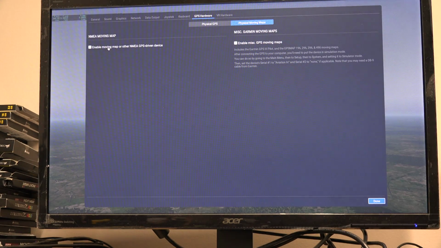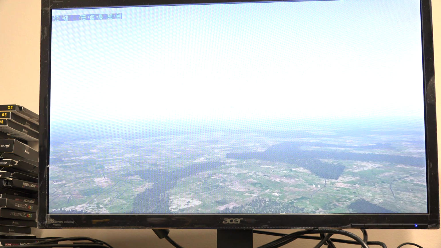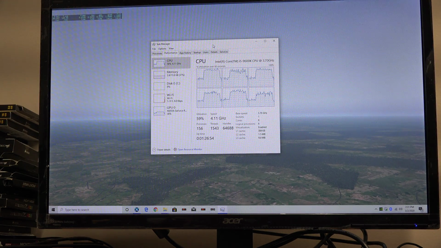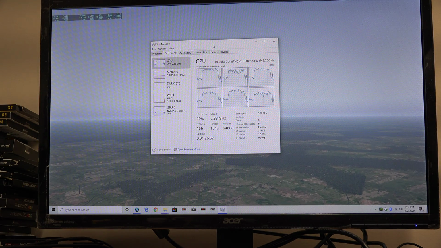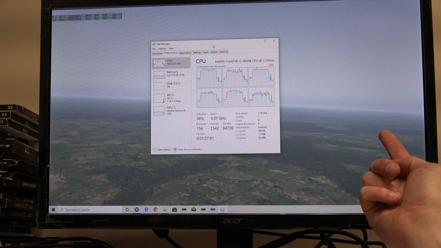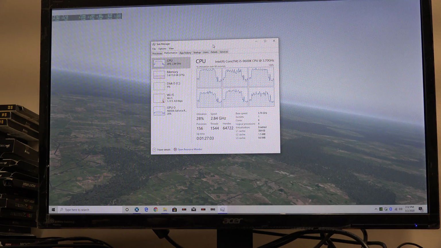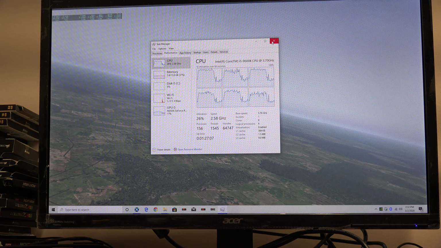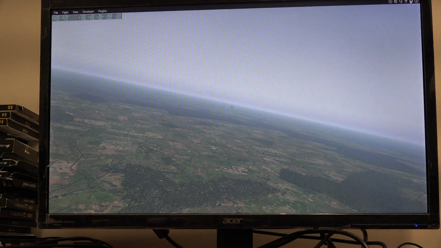Let me show you one more thing that happens when you have this turned on. Here in the Task Manager, this processor is a 4.8 gigahertz processor. It's overclocked to 4.8 gigahertz. Notice the horizon, how stuttery that is. It's only running 3 gigahertz when I had that box checked. But wait, it gets worse.